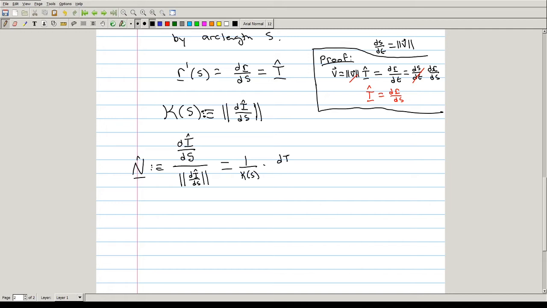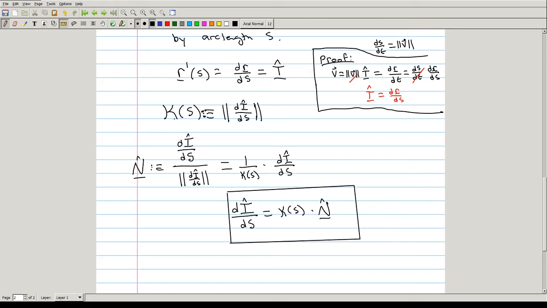And so therefore, if we just multiply both sides of this expression by the curvature as a function of s, we have that an alternative description for the derivative of the unit tangent vector with respect to arc length is the curvature function multiplied by the unit normal vector. And this is actually called the first Frenet formula. I have three separate Frenet formulas. This one is going to be number one, because this is giving us a fundamental relationship between the rate of change of one of these vectors in the Frenet triplet, the Frenet frame, and the vector itself, along with the curvature.